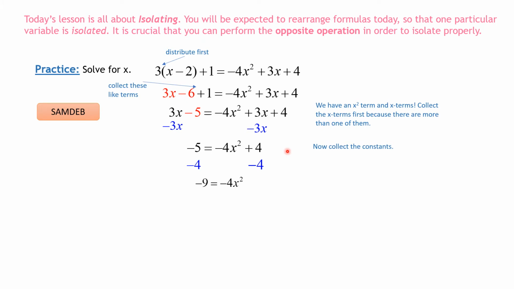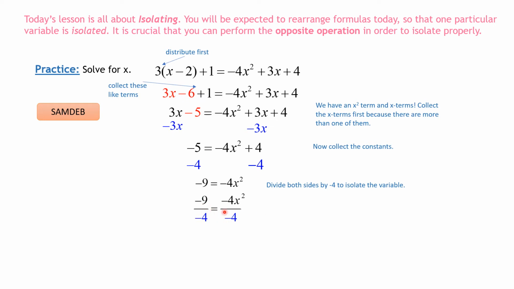So I can't collect any, there's no more like terms for me to collect. So I'm done with the subtraction and addition. Now I'm on to multiplication and division. In order to isolate the x squared, I'm going to have to divide. I'm going to divide both sides by negative 4 to isolate the variable. So once I do that, these two will be gone. They'll cancel each other out. That's the opposite of multiplication. Right here, this is negative 4 times x squared. So I have to divide it to get rid of it.